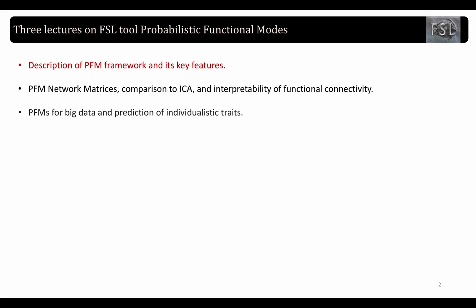Probabilistic functional modes, or PFMs, are a new FSL tool that are designed to characterize brain networks in population and individuals from fMRI data. In this first part of the lectures, I will describe the PFM framework and some of its key features. The second tutorial will focus on network matrix modeling in PFMs and compare the model to independent component analysis. The third and last part of the PFM lectures will focus on the latest version of PFMs, which is PFMs for big data, and show some of the applications of the model to date.